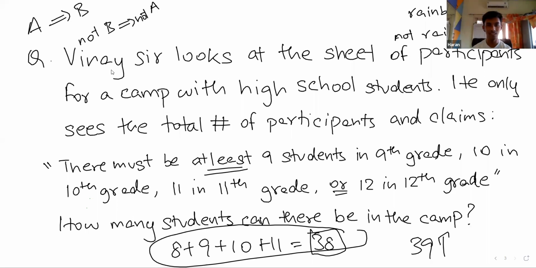And that's the same thing here. Vanessa says there might be at least 9 students of 10th grade, right? That's why he uses the statement or, right? At least 9 in 10th grade, or at least 10 in 11th grade, or at least 12 in 12th grade. Only one of them needs to be true for Vanessa to be right. Not all of them.